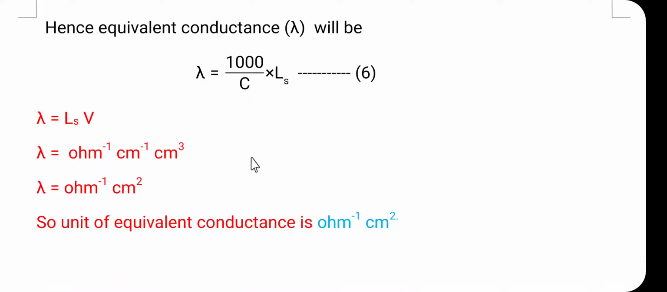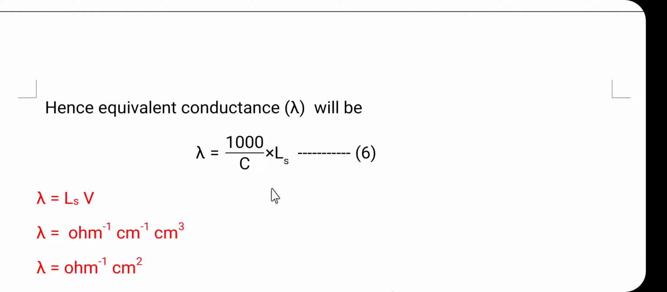The next point is the unit of the equivalence conductance. Lambda is equal to Ls into V. The unit of the specific conductance is ohm inverse centimeter inverse, and V is the volume, expressed in cubic centimeters. So ohm inverse centimeter inverse multiplied by centimeter cube gives lambda equal to ohm inverse centimeter square. So the unit of the equivalence conductance is ohm inverse centimeter square.